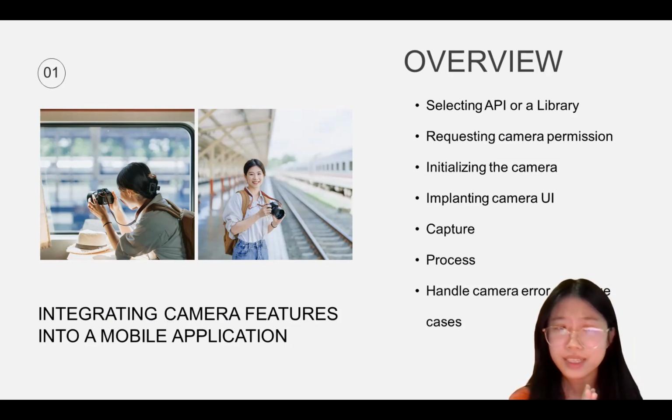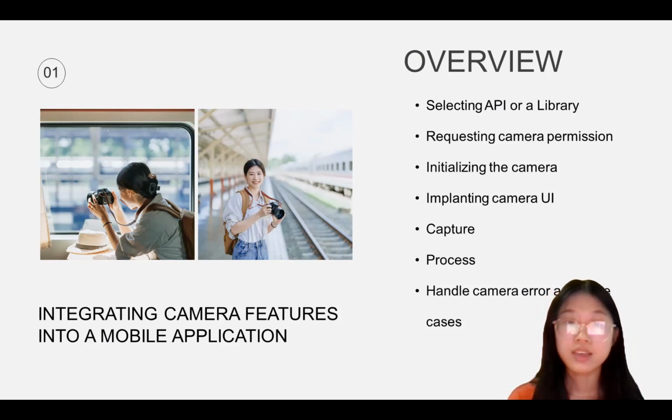The next step is about implementing the camera UI. So this typically includes a camera preview, viewfinder, the capture buttons, camera switch buttons, and so on. And next is about capturing, implementing functionalities to capture photos and record videos when the user hits the appropriate UI elements, such as the camera UI that I just talked about.